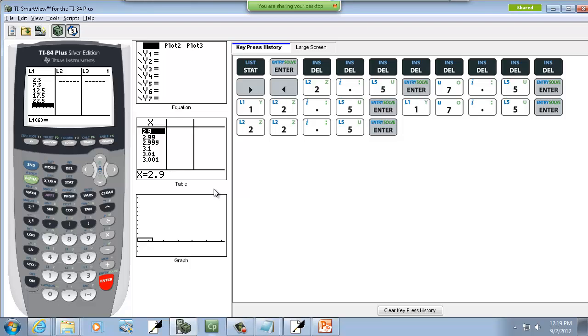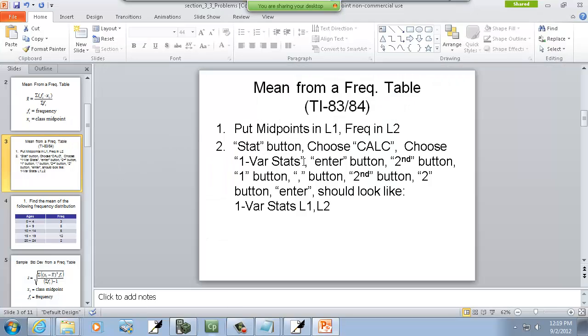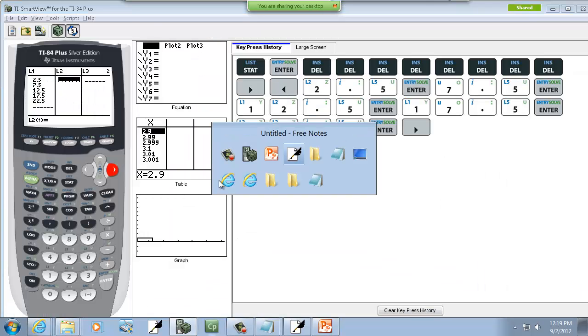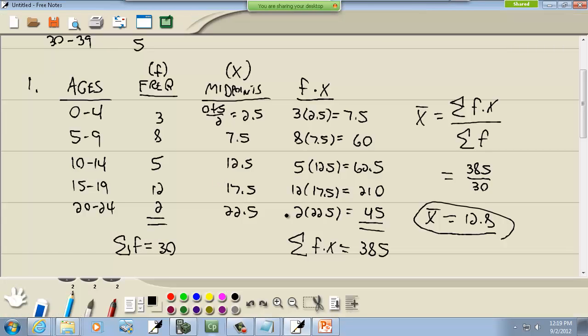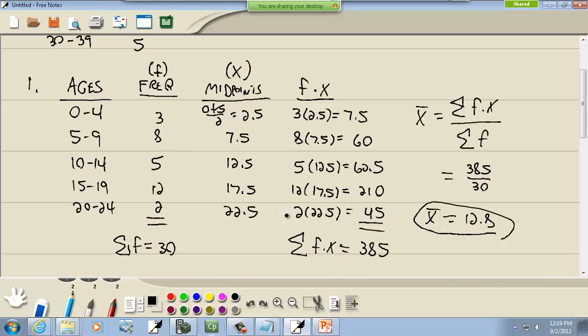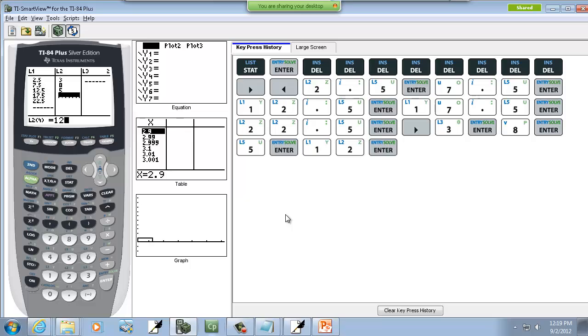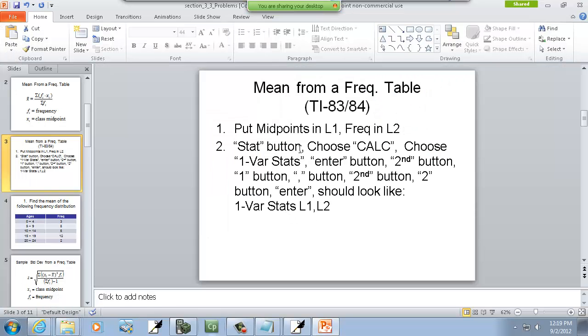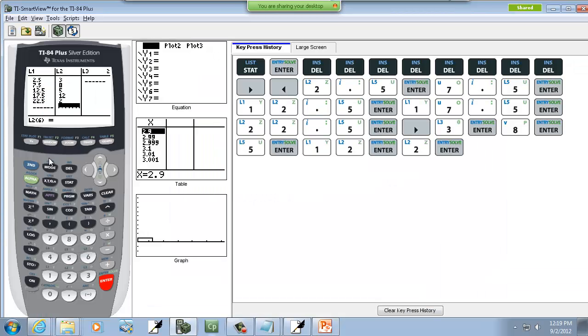Now I'm going to right arrow over to L2, and it says to put frequency in L2. So our frequency, we got 385, so 385. We got 12 and 2, and 2. Okay, now I didn't put it here, but anytime you're inputting your numbers, you should exit out. So we'll exit out. Let's do second mode.